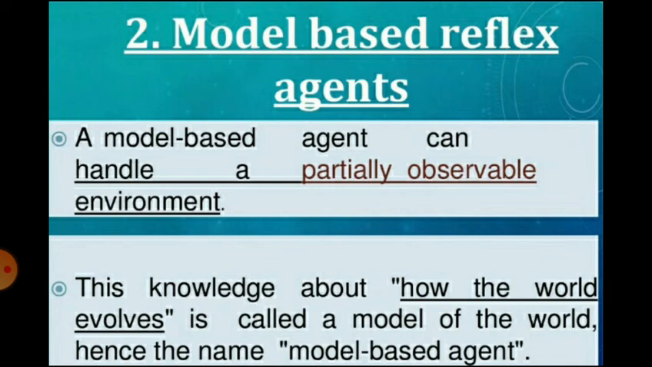Agent has to keep track of an internal state. Internal state means it is a past history, what has happened in the past and what action has been taken for that situation. That is called the internal state. This knowledge about how the world evolves is called the model of the world. Hence the name model based agent.